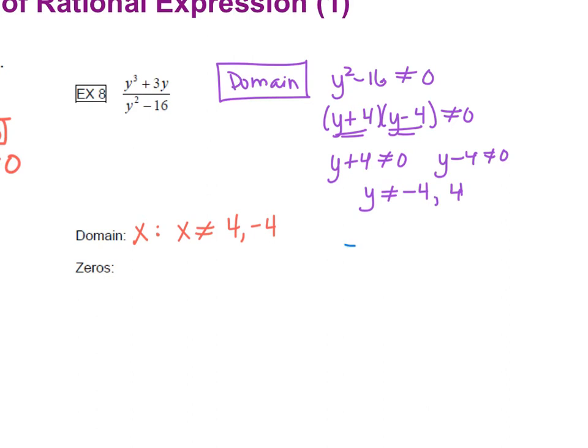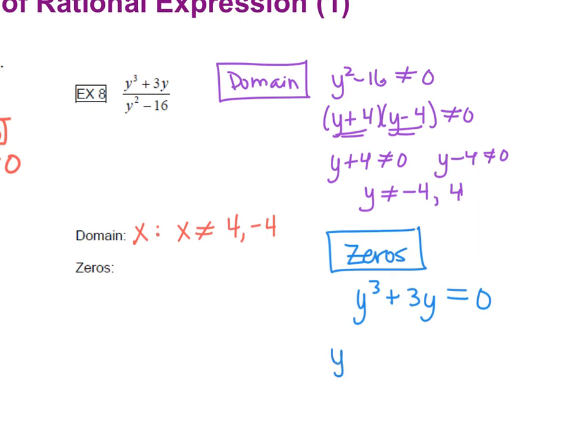Now let's talk about the zeros of our function. The zeros is when you take the numerator, which is y cubed plus 3y, and you set it equal to 0. Because if this numerator is 0, 0 divided by anything equals 0. So we have to figure out what values will make that equal to 0. Again, this whole chapter is on factoring, so we're going to factor and solve. I see these have a common factor of y, so I'm going to take a y out, and we get y times y squared plus 3 equal to 0, and then we solve each one.